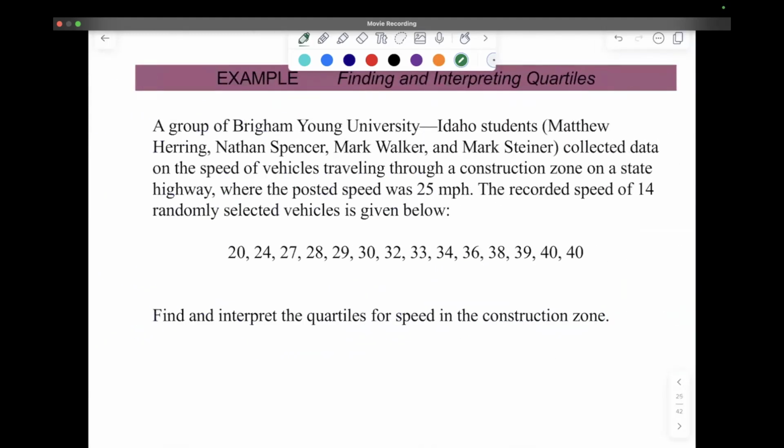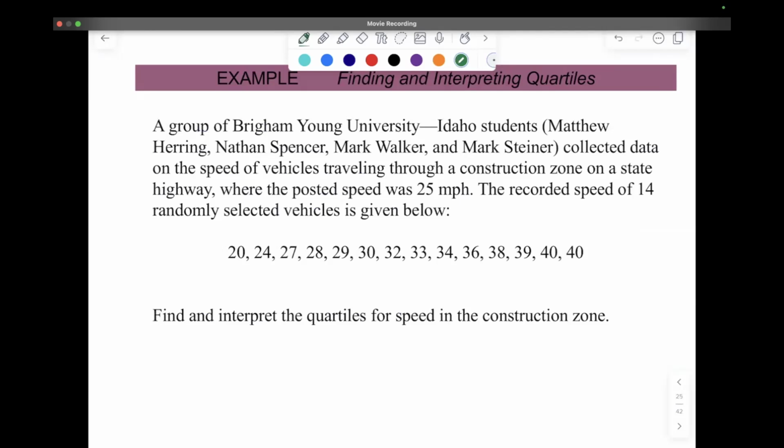I already took this data and arranged it from smallest to largest as a time saver. There was a 25-mile-per-hour speed posted through a construction zone. They took 14 randomly selected vehicles, and the data is below with their speeds. Notice that only 2 of them went below 25. I think that's just terrible, but it's probably pretty accurate. So we're going to find all of the quartiles, and it says interpret.